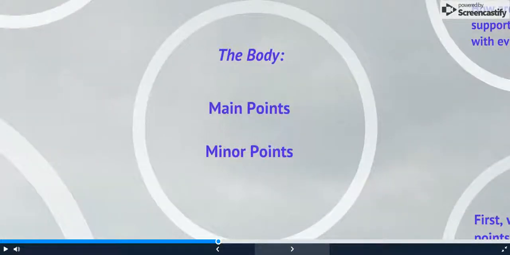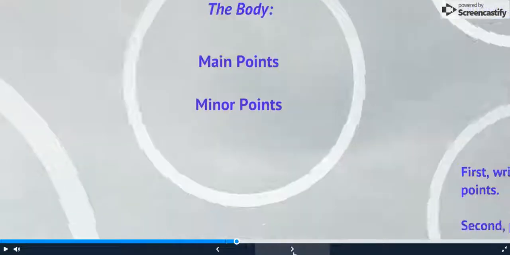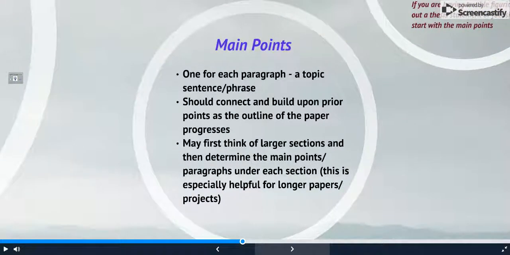The body paragraph. This is the main points and the minor points. So you should have at least 3 body paragraphs in your paper, and the main points are like the big overall points that relate to your thesis statement, and then minor points are just things that relate to those main points. So main points, 1 for each paragraph. This is a topic sentence and phrase. Again, if you need help with that, please come talk to me.